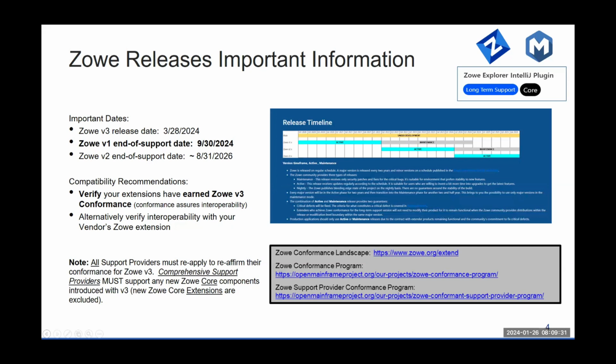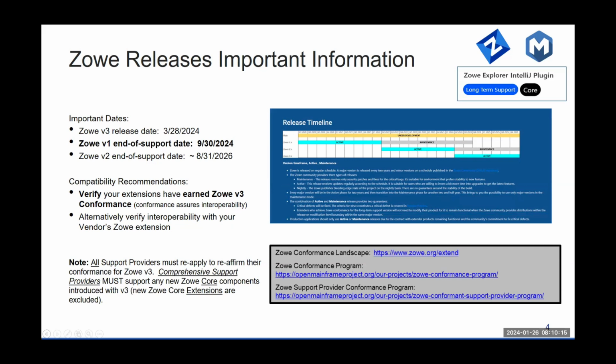As far as compatibility goes, in other words, if you're running V2 and you're interested in V3 extensions or vice versa, which is more likely, you want to upgrade to V3 and you're not sure if your plugins or extensions will operate successfully with V2, we obviously advise you to check the conformance site. Any extension that has earned a V3 conformance badge will assure you interoperability. If that does not exist, we recommend that you contact your vendor who produces the Zowe extension.